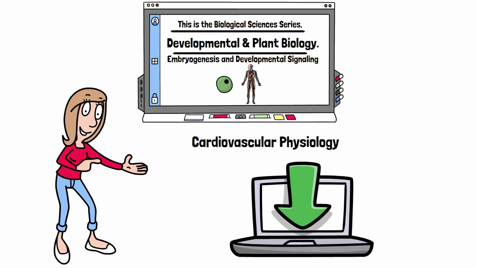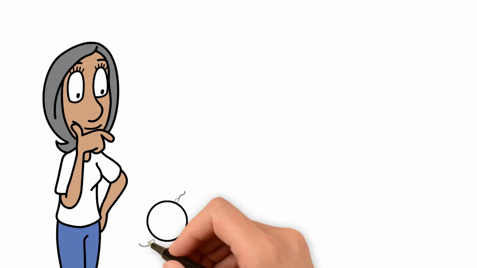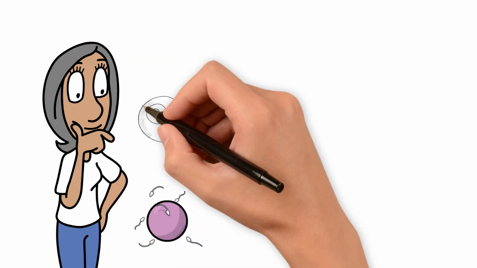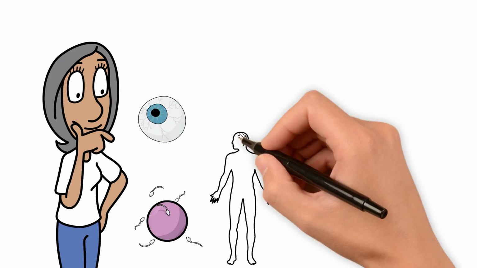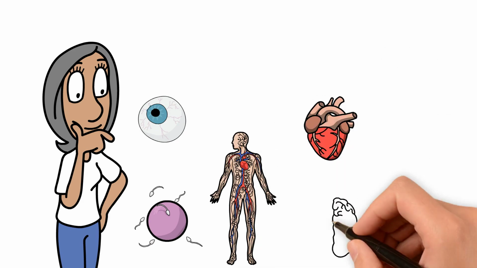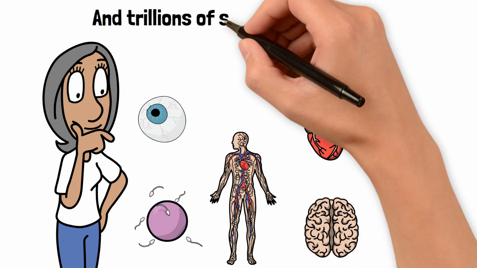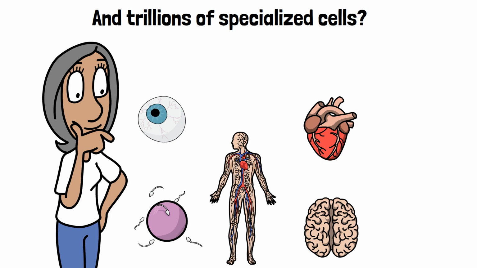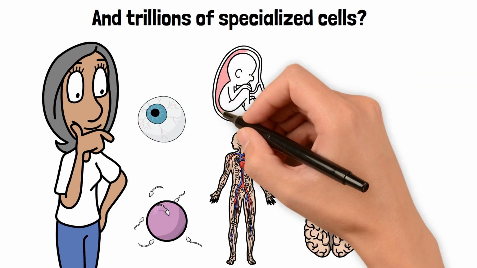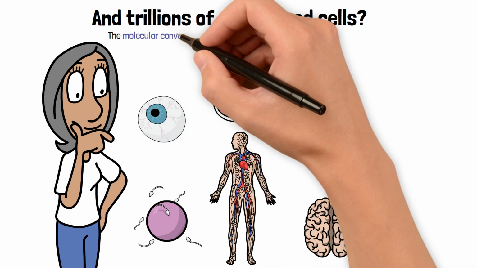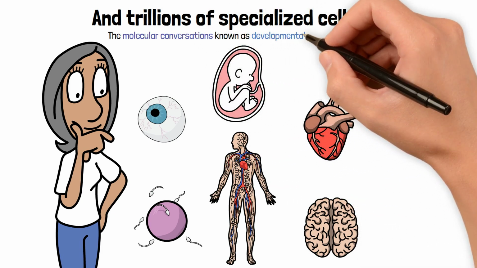Here's a question. How does a single fertilized egg, barely visible to the human eye, develop into a body with a beating heart, a functioning brain, and trillions of specialized cells? The answer lies in the step-by-step miracle of embryogenesis and the molecular conversations known as developmental signaling.